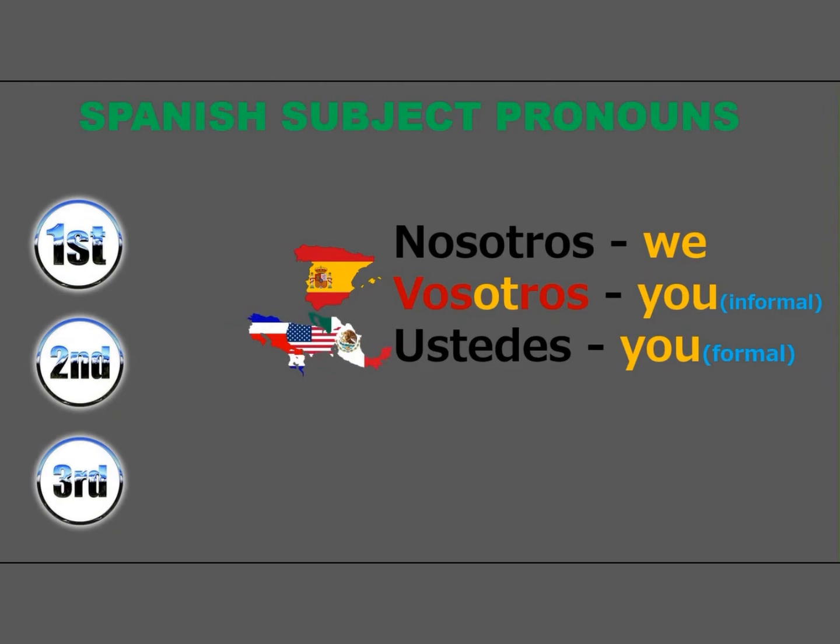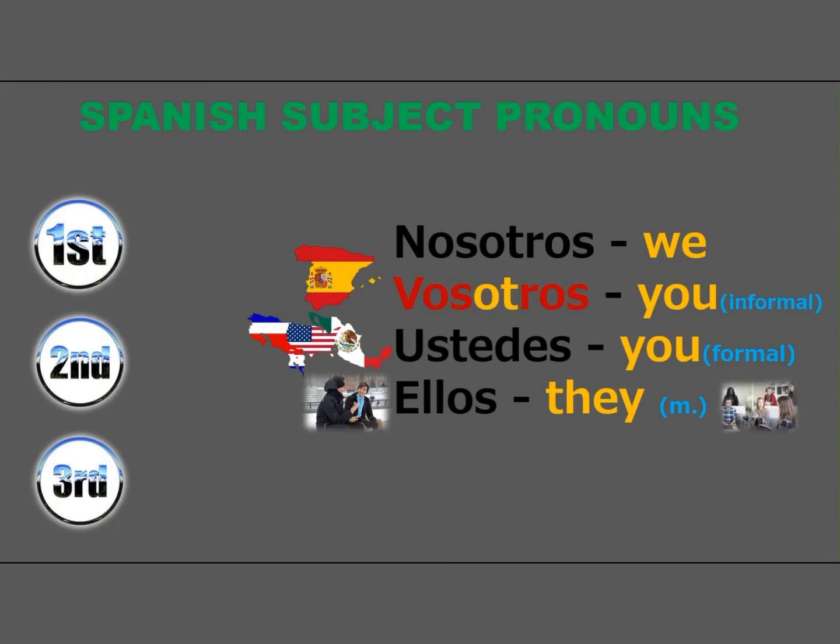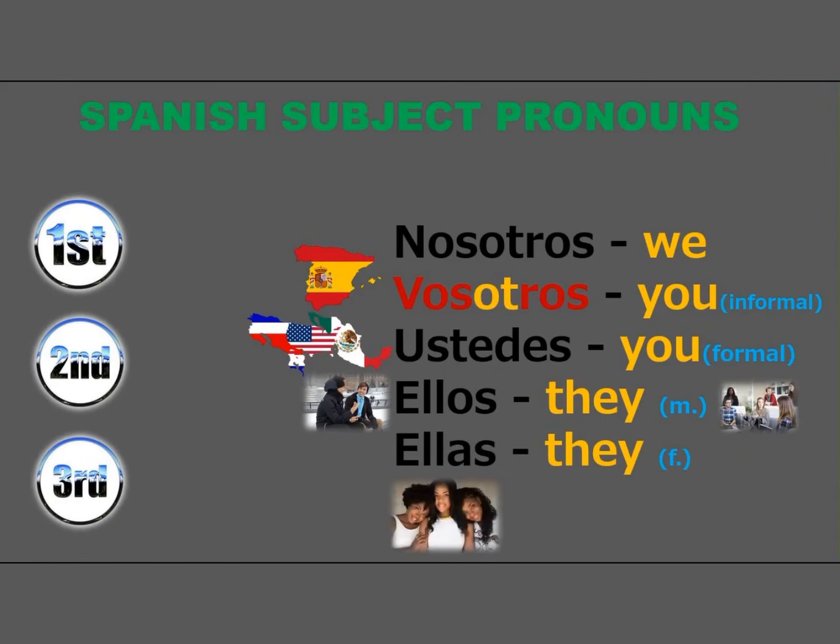Third person, ellos. This is the masculine form of they. This pronoun is used to talk about an all-male group or masculine nouns, but also a mixed group of males and females or masculine and feminine nouns. And ellas is the feminine form of they, used to talk about a group of females or feminine nouns.